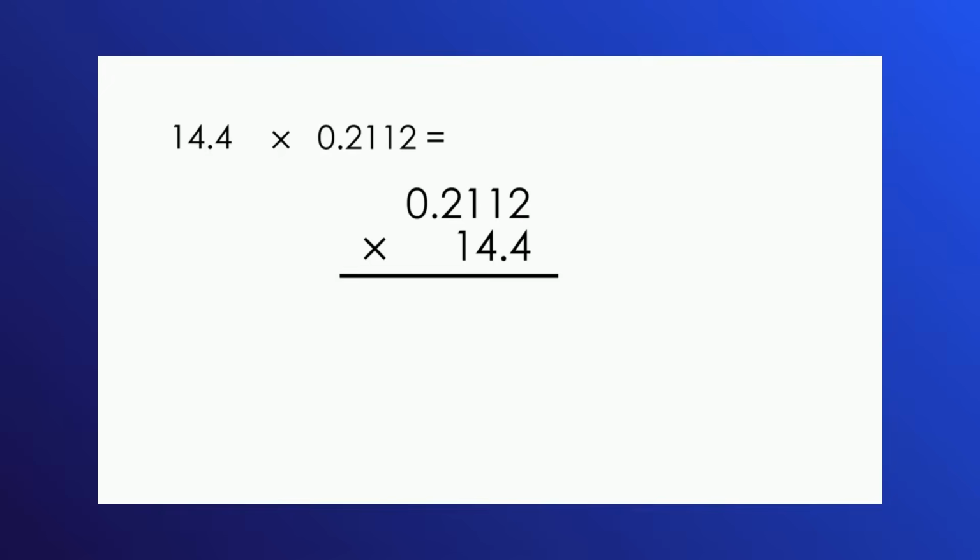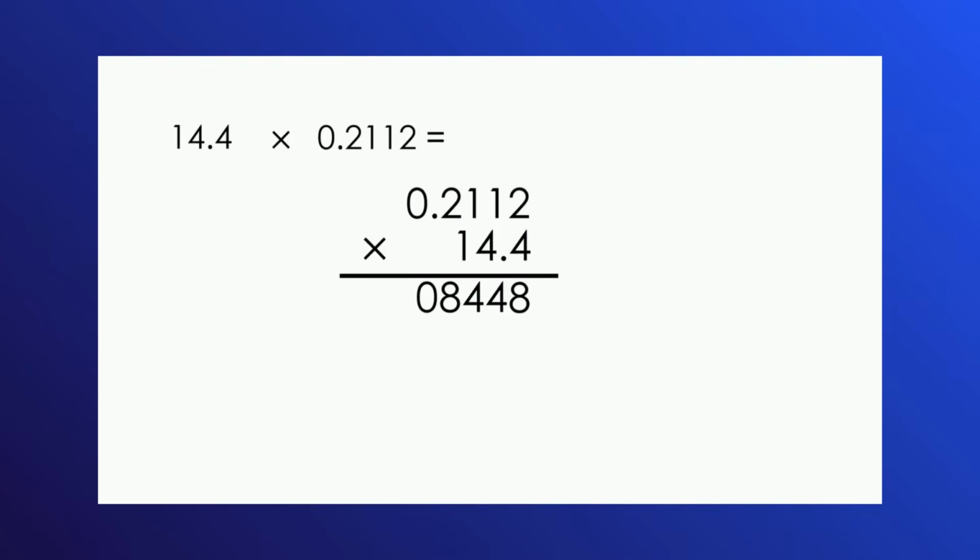Next, we have 14.4 times 0.2112. Since multiplication is commutative, I can interchange the two decimals. So I can rewrite it this way. We do this because it's easier to have 14.4 as multiplier than having 0.2112 as multiplier. Now let's multiply. Let's start with 4. 4 times 2 is 8. Next we have 4 times 1, and the answer is 4. Next is still 4 times 1, so the answer is still 4. Next we have 4 times 2, and that's equal to 8. Lastly, we have 4 times 0, which is just equal to 0.